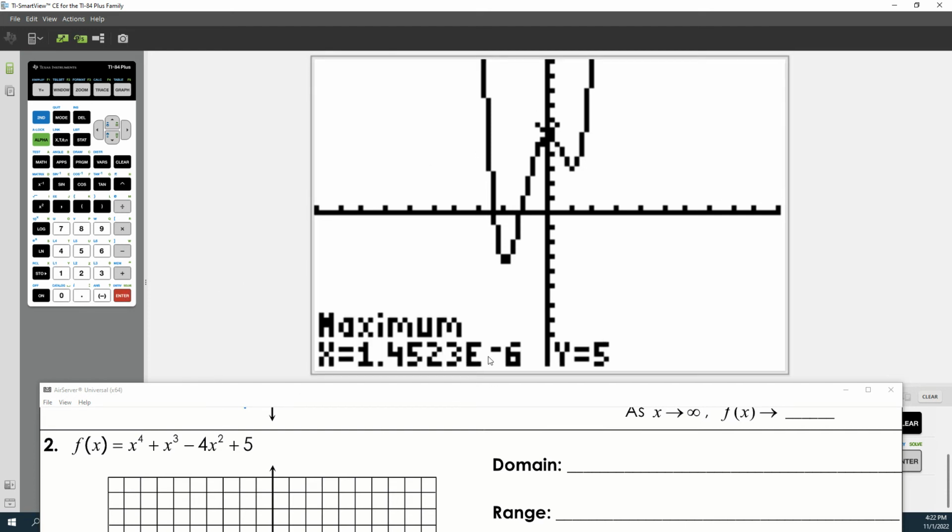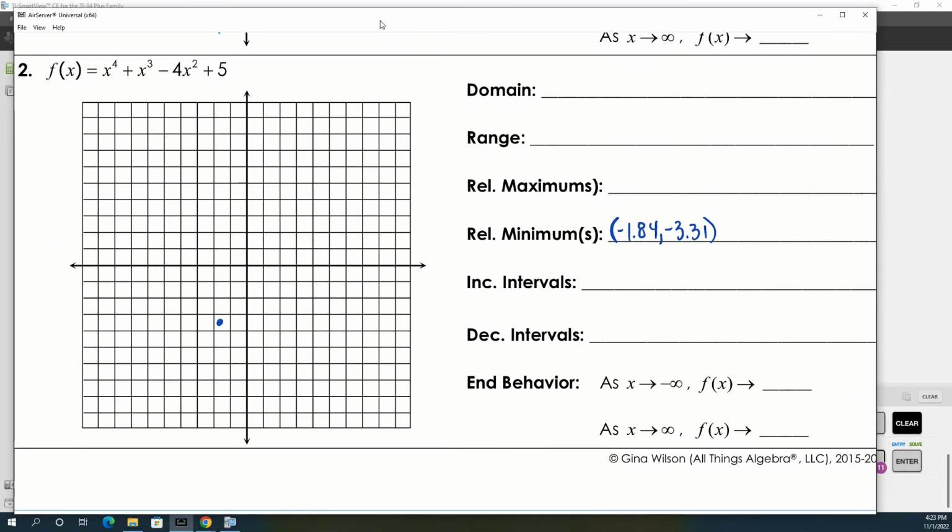All right, so I have this E -6 again. You guys might have an E -4, E -8, or E -12. Any of those mean 0. So the X is 0 and the Y is 5 on our maximum. So let's go ahead and graph the point 0, 5.